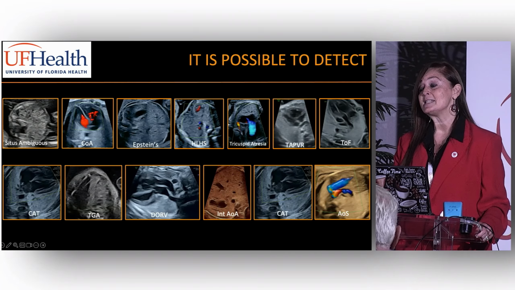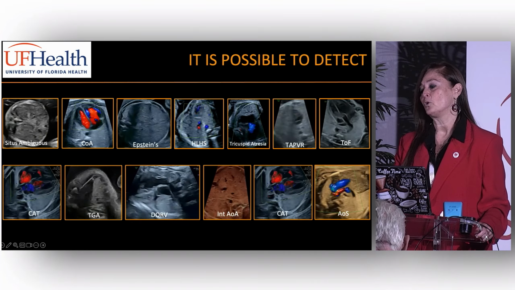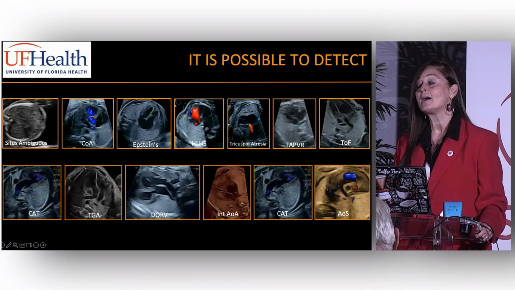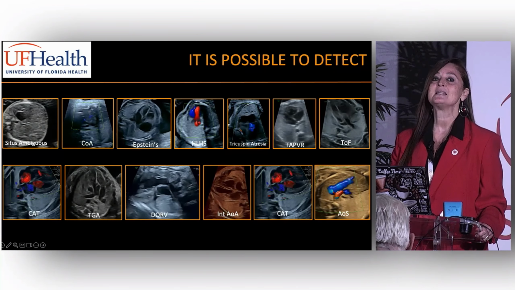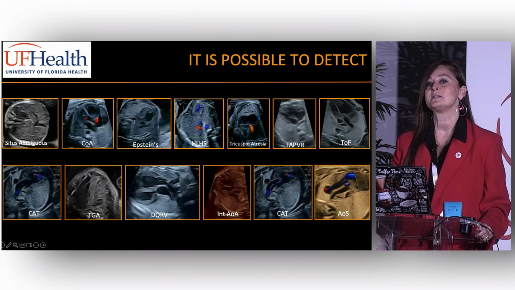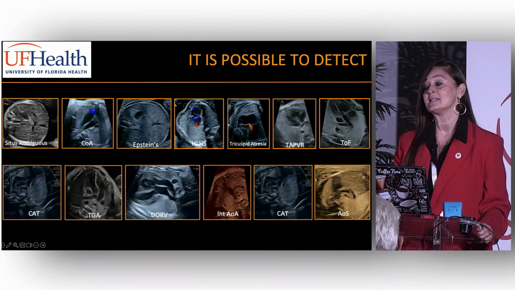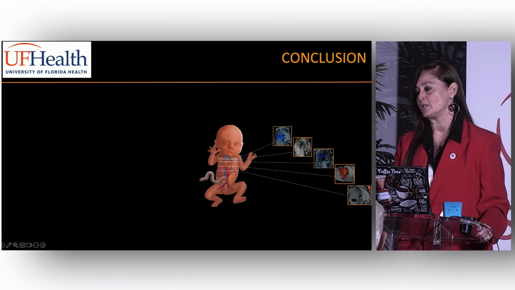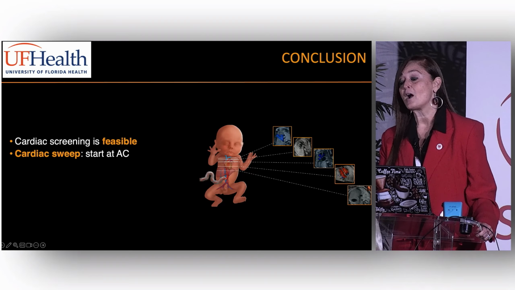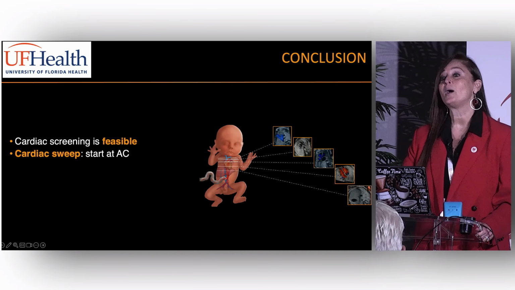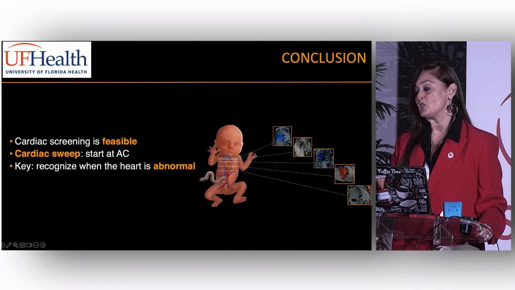It is possible to detect many major abnormalities. The critical congenital heart defects can be detected. Again, the focus of our campaign is not for you to reach the final diagnosis, but to recognize that something is not right and refer the patient. So cardiac screening is feasible. The cardiac sweep, starting at the abdominal circumference plane, is achievable.